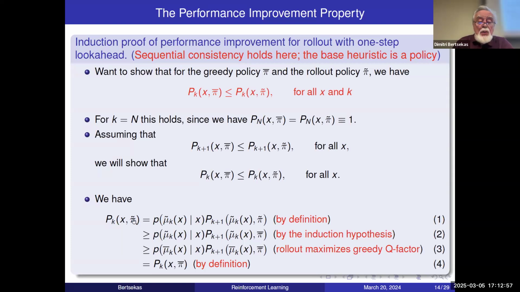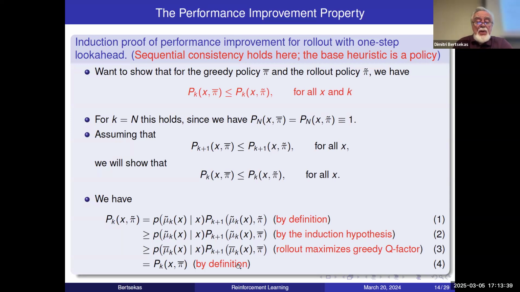Pi tilde is a rollout policy. And by definition, it satisfies this expression. It's the probability of the next word selection using the rollout policy times the probability of the remaining selections, again using the rollout policy. Now, this is bigger than this expression, which is the probability of next word selection chosen by rollout and the remainder chosen by greedy. And why does this hold? Because this is bigger than that by the induction hypothesis.